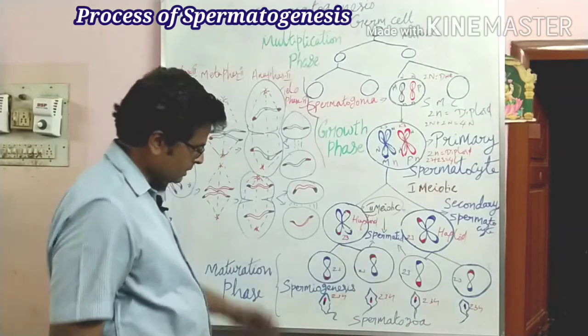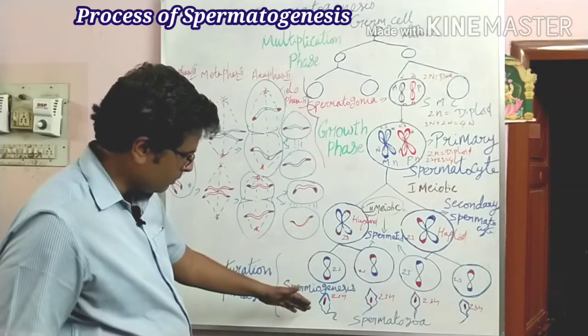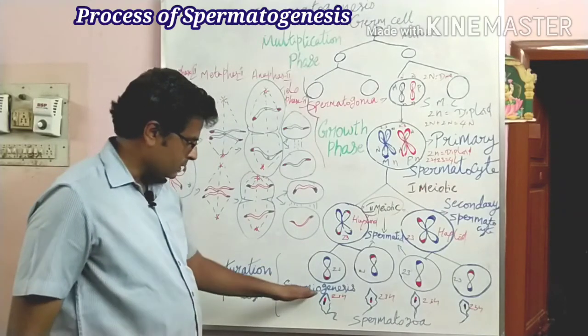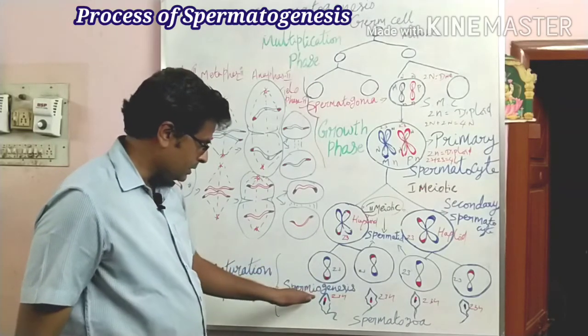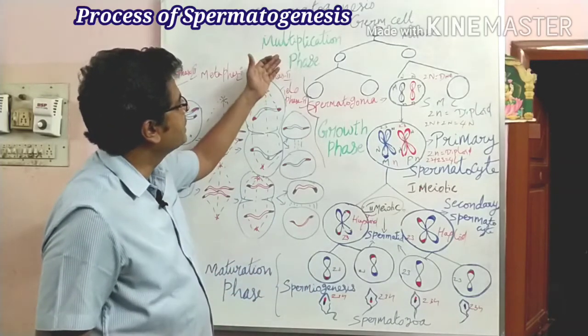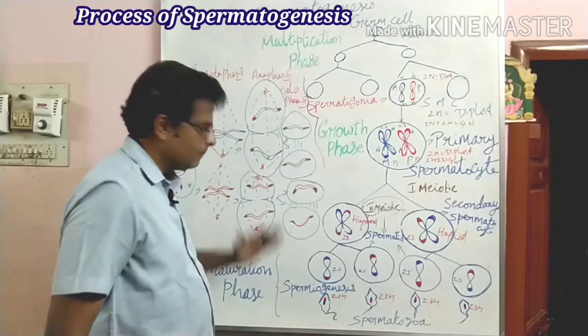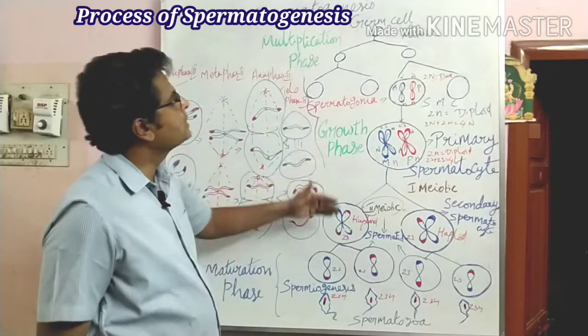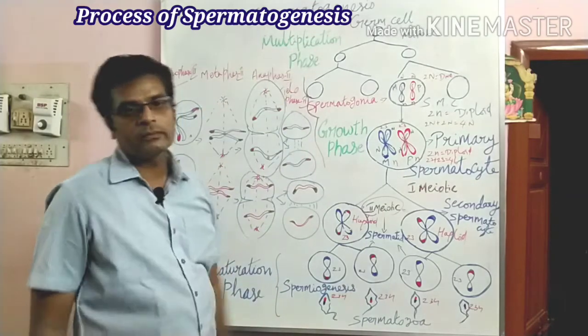Next, the spermatid is converted into spermatozoa. This process is called spermiogenesis, which is the maturation phase. Totally, the multiplication phase, growth phase, and maturation phase are the three phases in spermatogenesis.